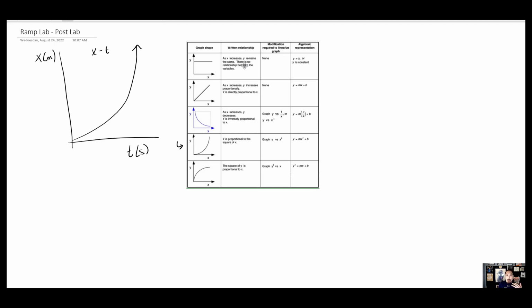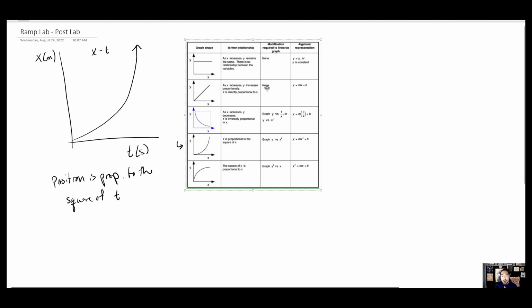If we take a look at that graph, this worksheet tells us everything that we need to know about this variable. So the y-axis, for us this is position, is proportional to the square of time.